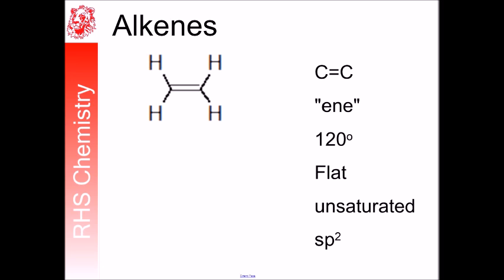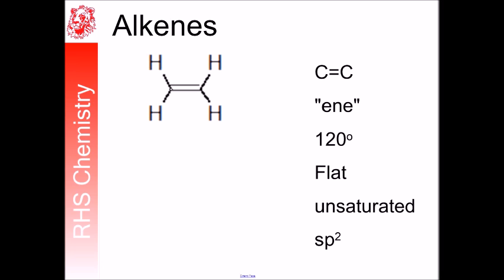Alkenes have a carbon double bond in them. They get the ending of -ene. They have bond angles of 120 degrees. They're flat. There's something called unsaturated, and they have sp2 hybridization. And here's kind of a general formula for alkenes with a carbon double bond.